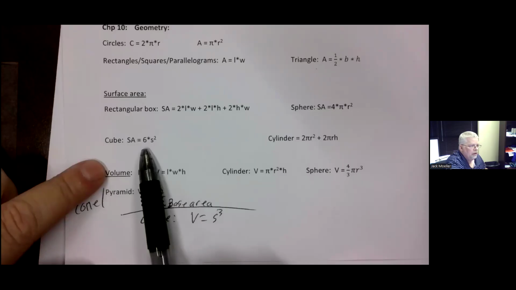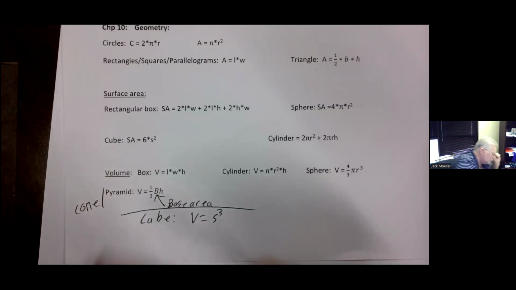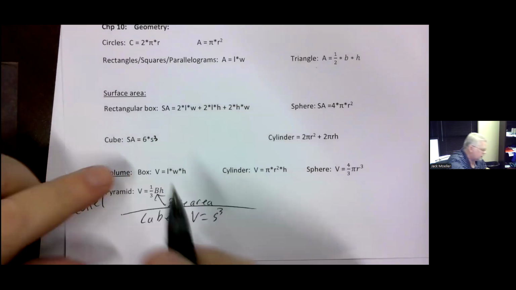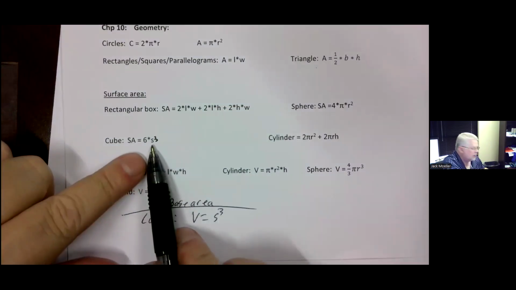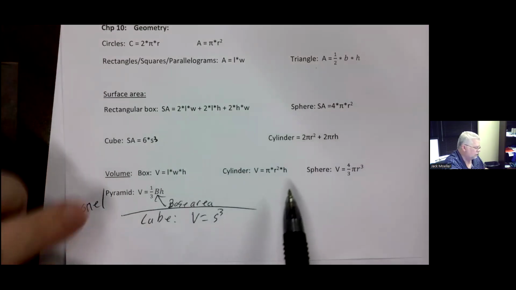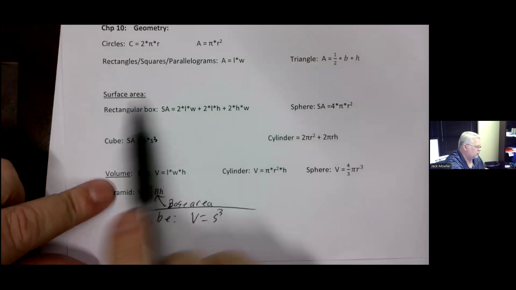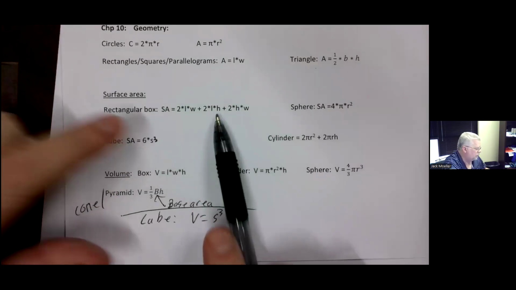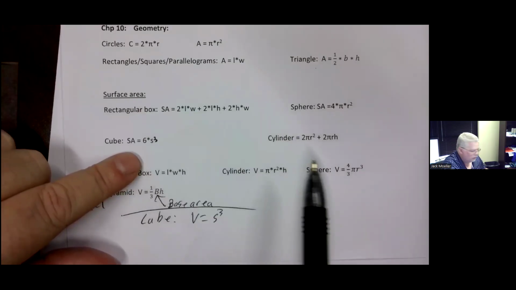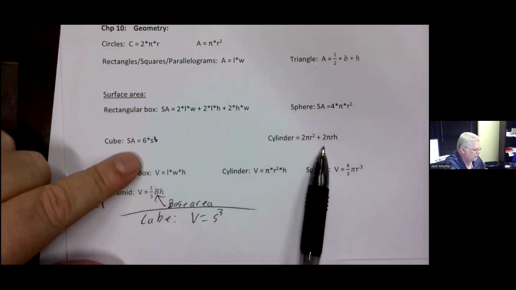For a cube, it's square that should be cubed. The reason that's 6 times side squared, s for side, is that on a cube, all 6 faces are the same. Anytime I use a box, I tend to use the box formula, but for a cube, you can do it a little bit quicker. And the only other shape we're going to talk about is a cylinder: 2 pi r squared plus 2 pi r h.